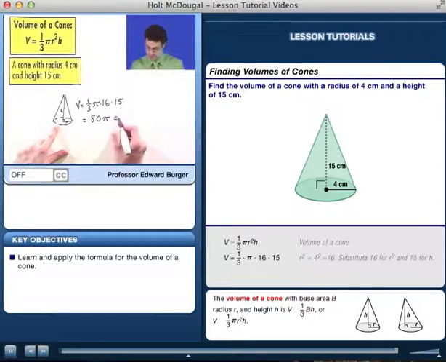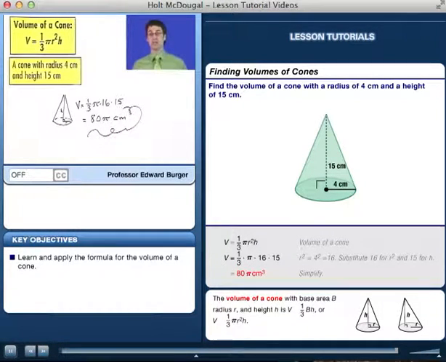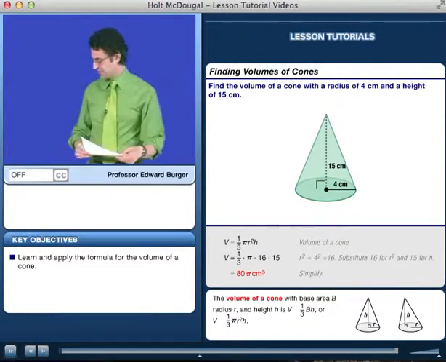And what are my units? My units are centimeters, but for volume, centimeters cubed. So you can see, not a big deal. Not a big deal. Let's try another example together.